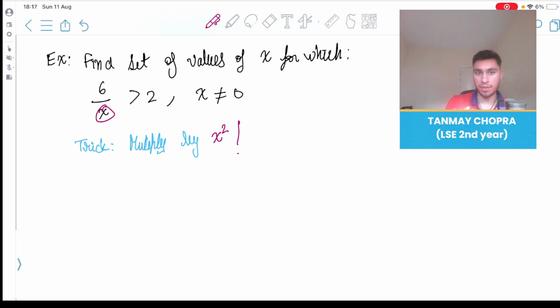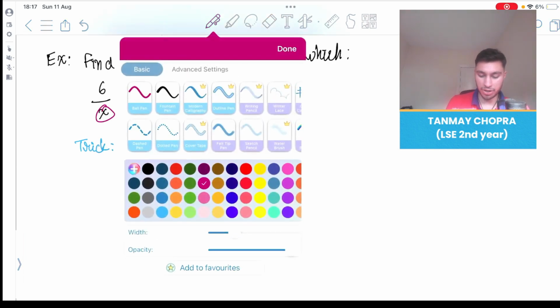What I do know is that x squared is not equal to 0 since x is not equal to 0, and x squared will always be greater than 0 because a squared term is always non-negative, but it cannot be 0, so here it will be strictly positive. So I can easily multiply both sides by x squared without having to worry about inequality flipping. So that's what I'm going to do.